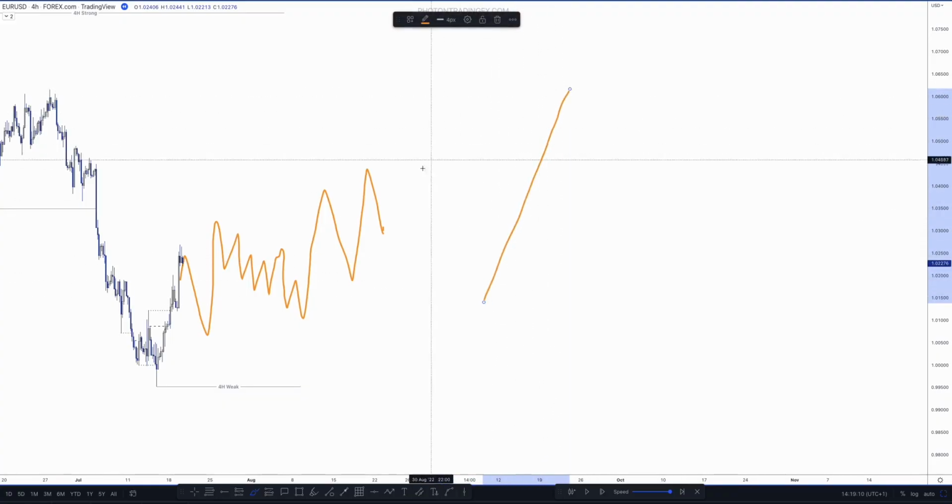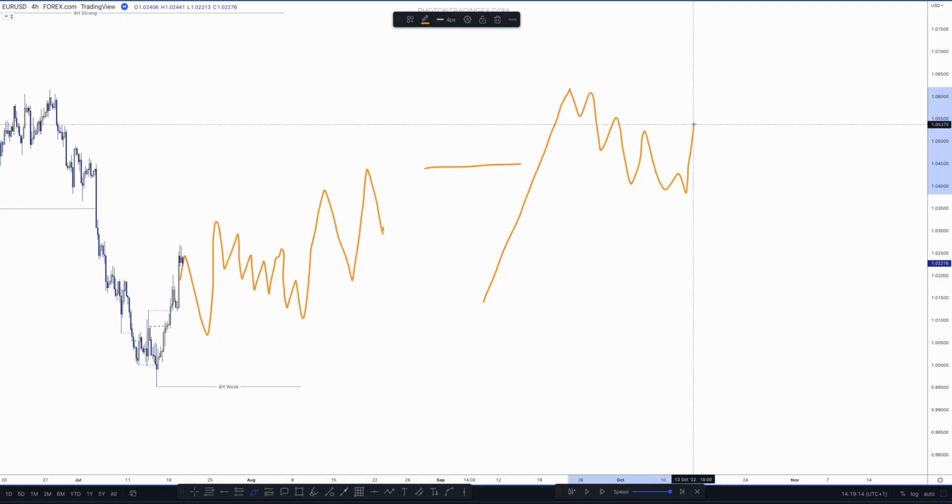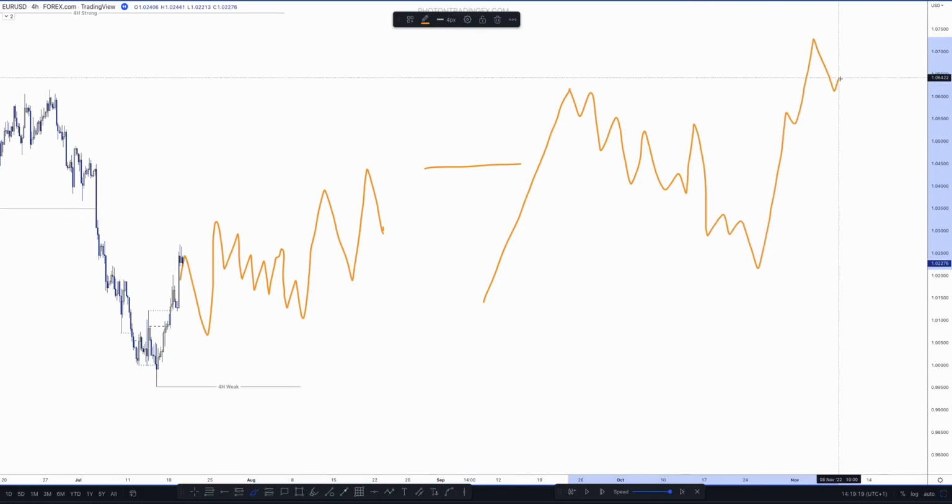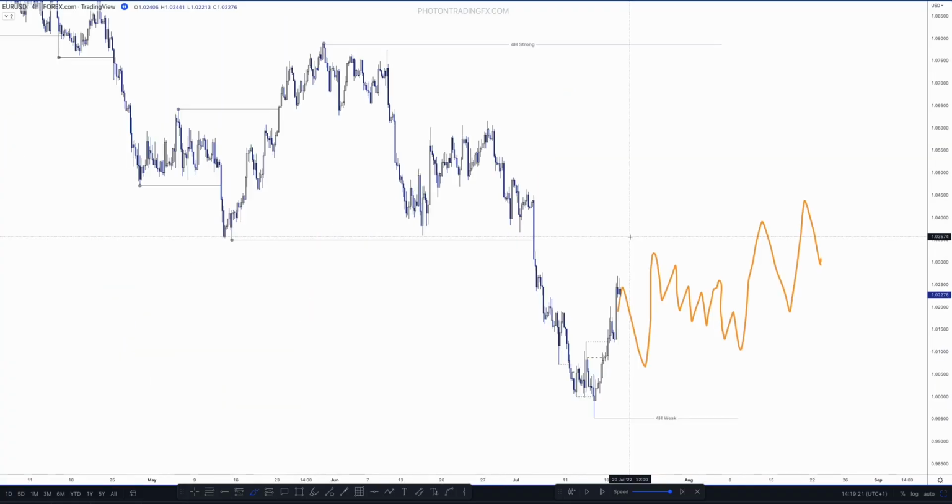You get impulsive moves up after the break of structure, and then you're going to get those messy, choppy, corrective pullbacks. You can get fake signals and it can be a bit harder. And then you typically get quite strong impulsive moves, and then again. And that's just the nature of price action.